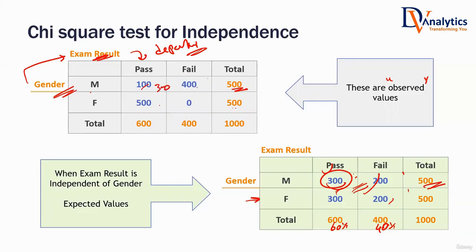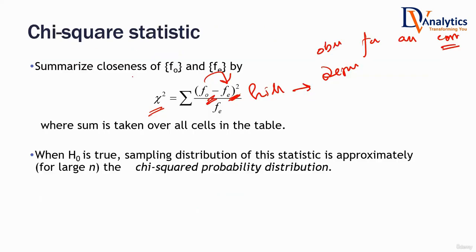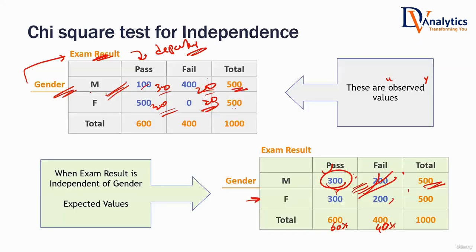That means here 300, 200, 300, 200. Observed and expected are the same. That means this is an independence table. This is also an independence table. Both of them are independent. The chi-square test is used for testing of independence. That is done by using the chi-square value: observed value minus expected value, whole square, divided by the expected value. That whole number is known as chi-square. Based on that, the p-value is calculated. Based on that, whether two variables are independent or not is decided.